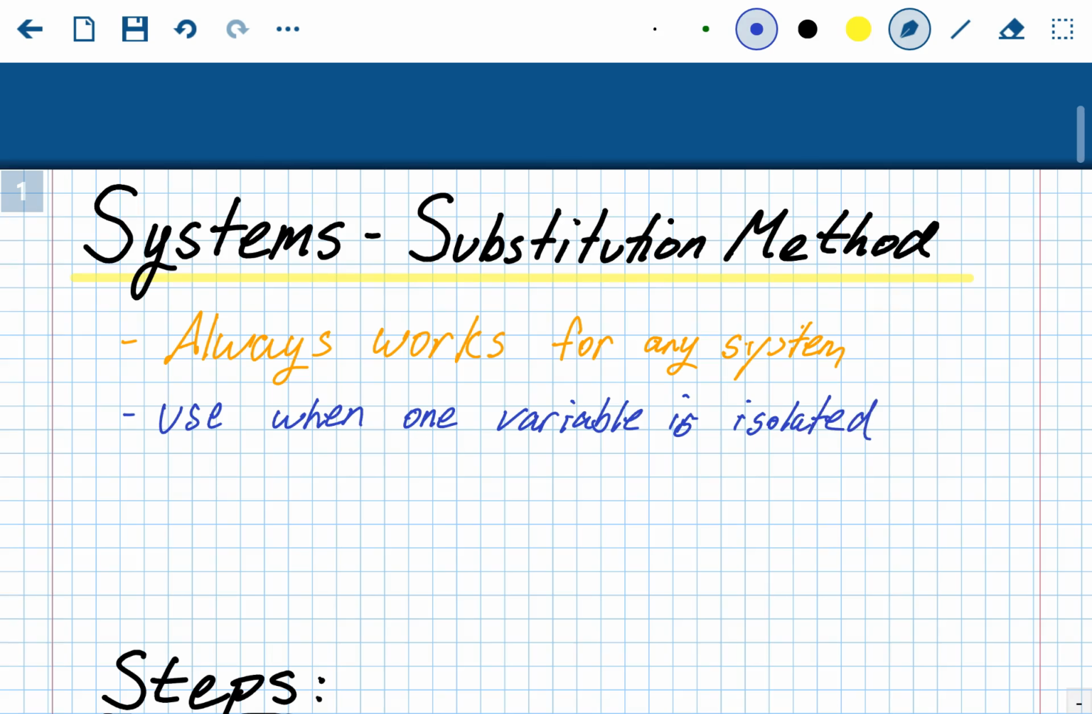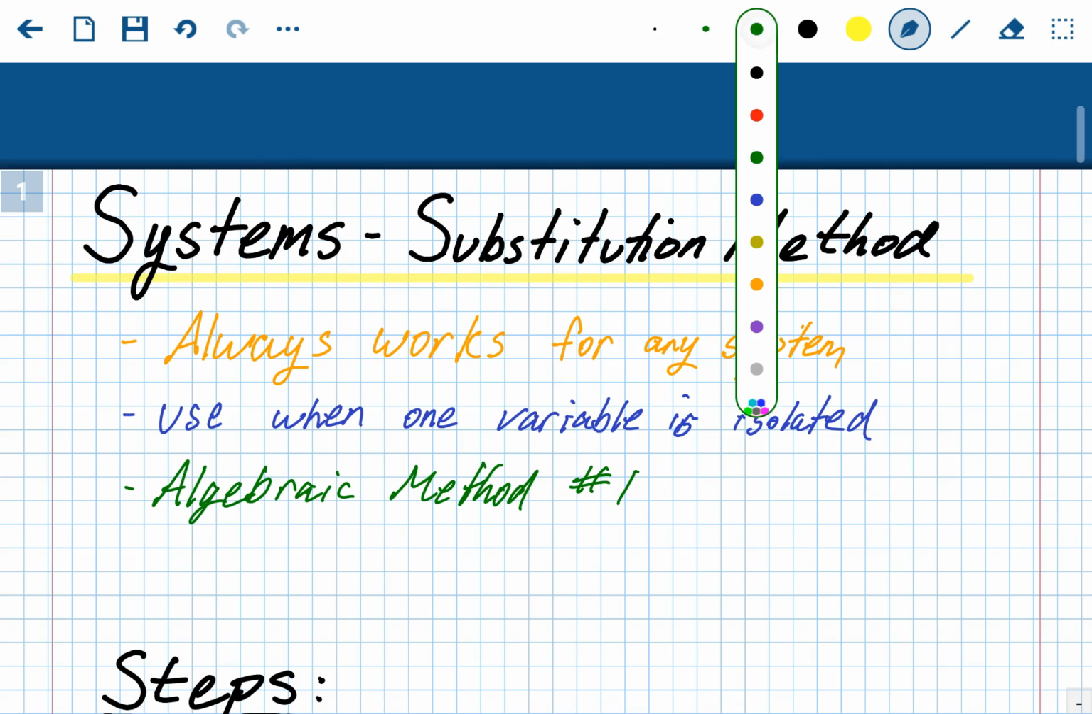Alright, and then like I said, this is the first of two algebraic methods. We'll just write that down, that this is one of the algebraic methods. We'll call it number one, it's the first one, first of two. Alright, so let's talk about the steps for substitution. As the name suggests, the substitution method uses the substitution property, which is one of the properties we talked about at the beginning of the year.